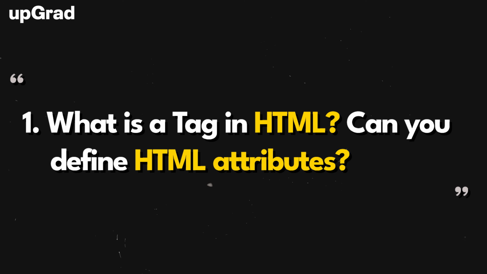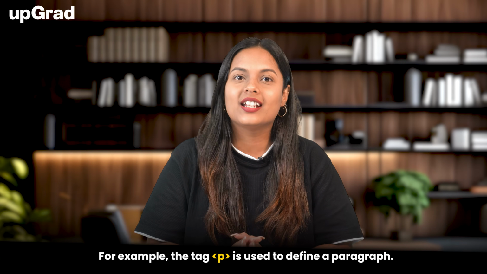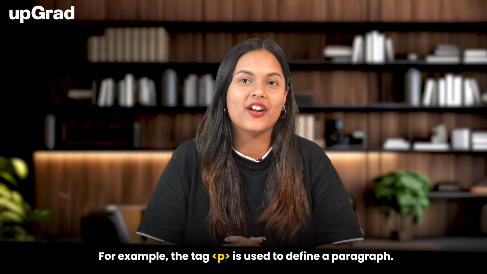Question number 1. What is a tag in HTML? Can you define HTML attributes? In HTML, a tag is a fundamental building block used to define elements within a document. HTML tags are the markers that denote the start and end of HTML elements, which structure the content on a web page. Tags are enclosed within angle brackets. For example, the P tag is used to define a paragraph.